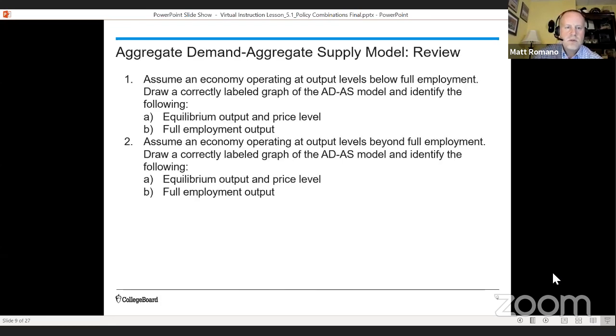Okay, that's one. Second starting point, almost the exact same question. However, one major difference. Assume an economy operating at output levels beyond full employment. So rather than below full employment, we are now operating beyond full employment. Draw a correctly labeled graph of the ADVAS model. Identify the following: equilibrium output and price level, full employment output. Again, this is something that I'm sure you have done. You should be drawing it now as I speak. And what we're looking to show here is also known as an inflationary gap.